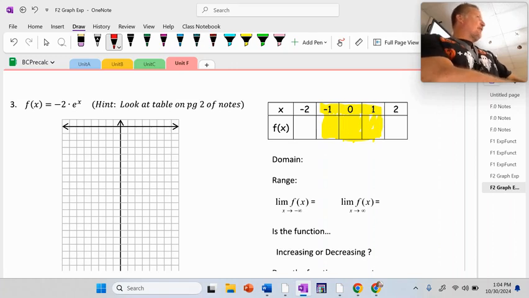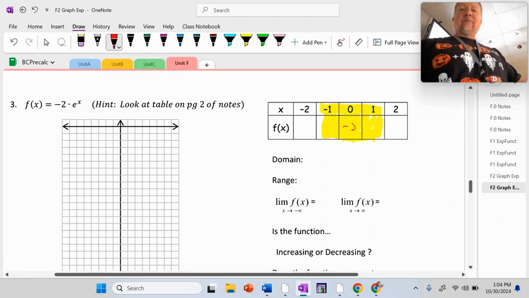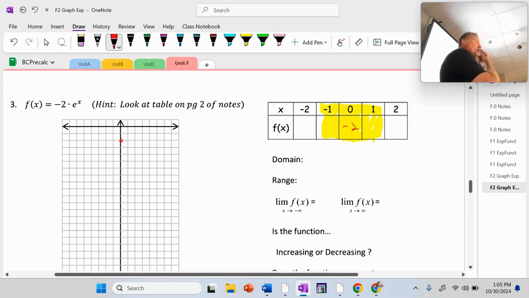What's e to the 0 power, everyone? What's e to the 0 power? 1 times negative 2, though? Okay, so you see what that negative 2 did? It flipped it. It threw it over.